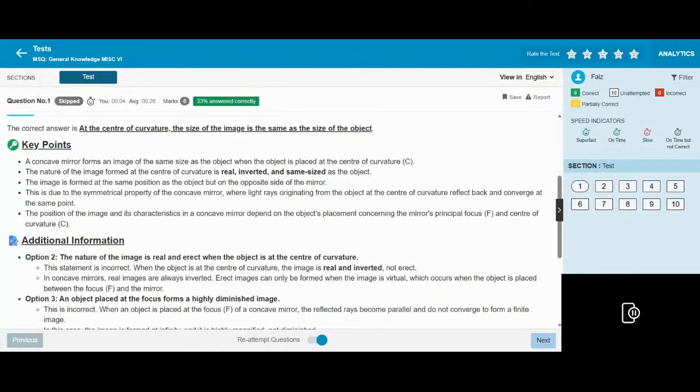The image is found at the same position as the object but on the opposite side of the mirror. This is due to the symmetrical property of the concave mirror, where the light rays originating from the object at the center of curvature reflect back and converge at the same point. The position of the image formed in a concave mirror depends on the object's placement with respect to the mirror's principal focus.